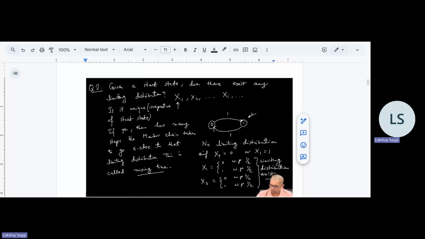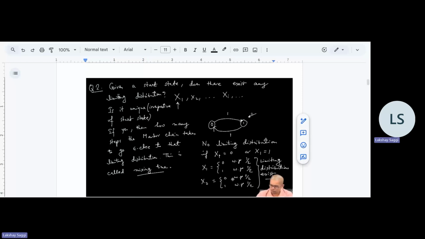But note that what I just described, that no limiting distribution existed, is only true because in the initial state we started at state 0 with probability 1. That's why we kept alternating. But suppose instead the initial distribution X1 was such that you are at state 0 with probability half, and at state 1 with probability half.